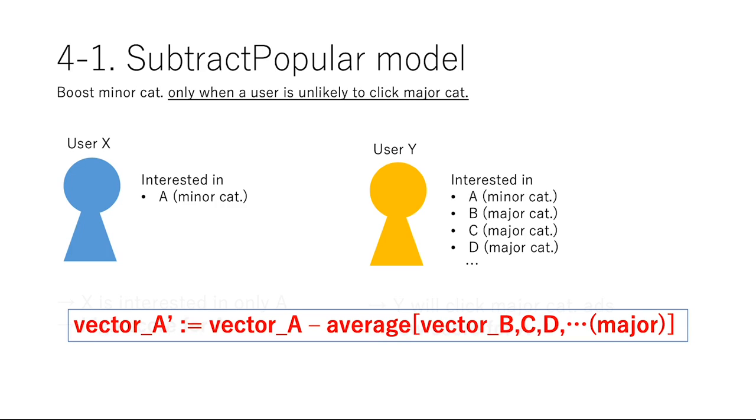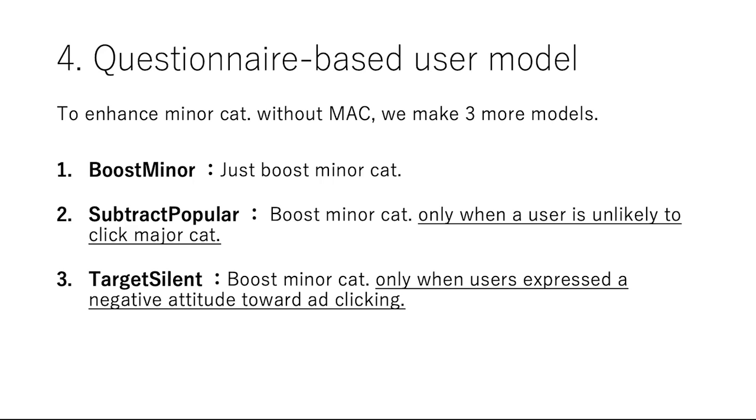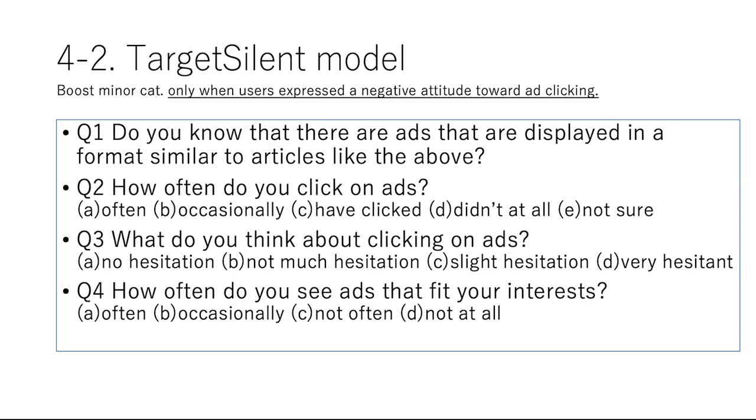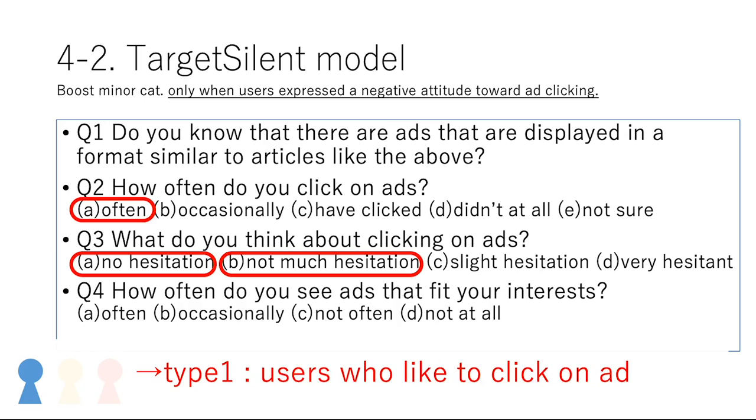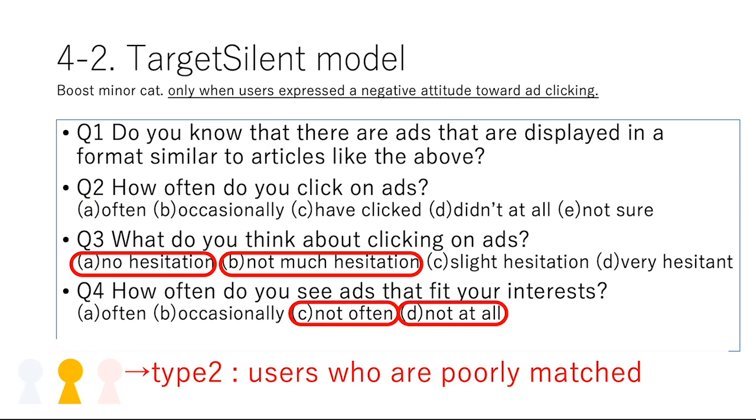One more model we have developed is TargetSilent. This model boosts minor category only when users express a negative attitude towards ad clicking. To find the negative attitude users, we use another questionnaire to classify users into three types. Type 1 users like to click ads, and type 2 users do not have hesitation to click ads but are poorly matched. Type 3 users dislike ads, but type 3 users may dislike ads because they have never encountered a minor category advertisement, so we want to target the type 3 users for minor category advertisement.